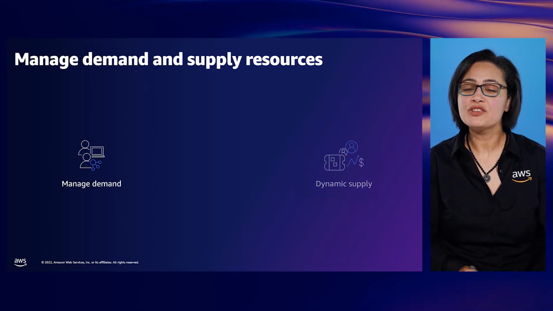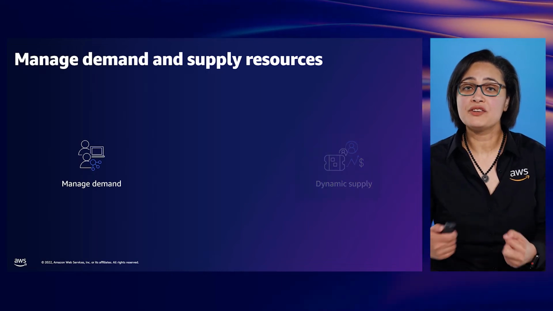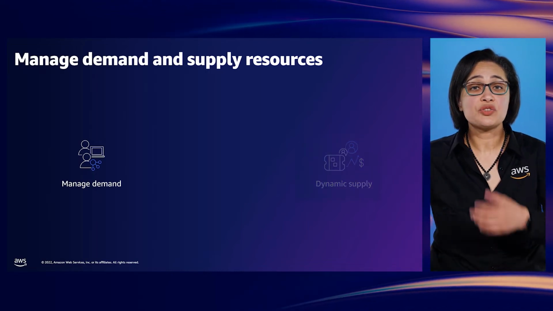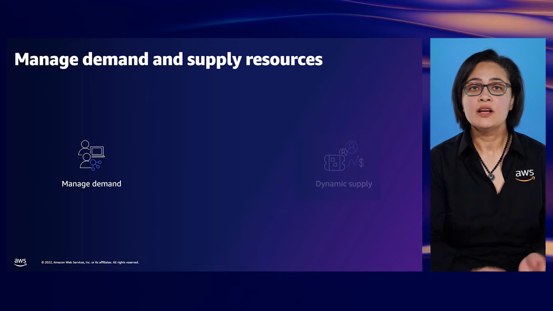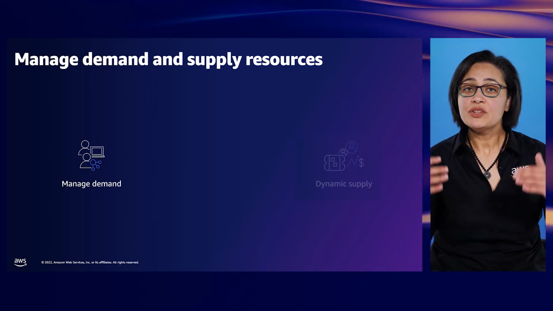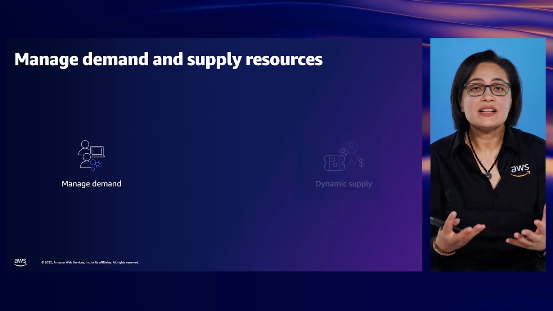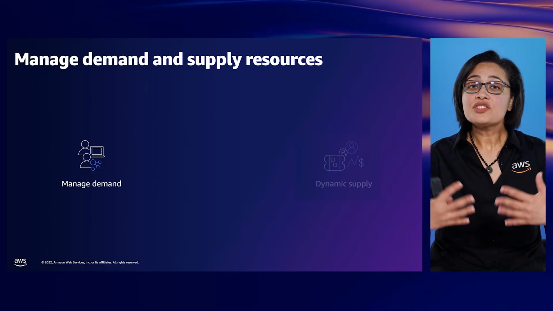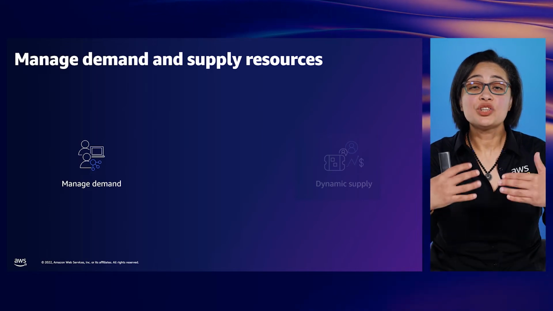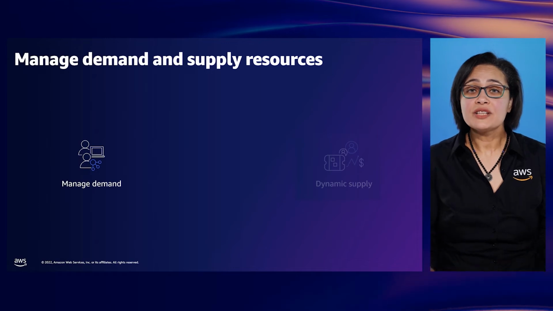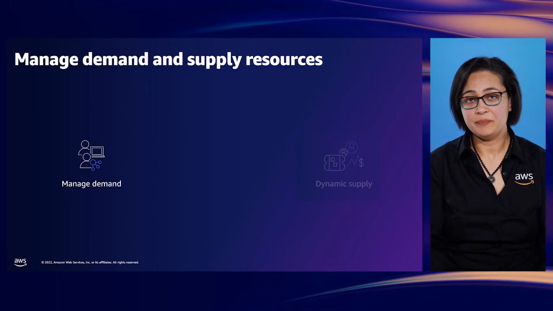Let's start with how we manage the demand. In order to manage demand, you're going to use either throttling or buffer-based. You want to use throttling in sources that have a retry capability. So throttling tells the source if it cannot serve the request at the current time, it should try again later. And you can use Amazon API Gateway to implement throttling.